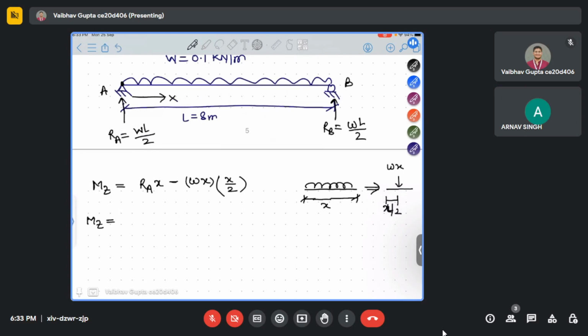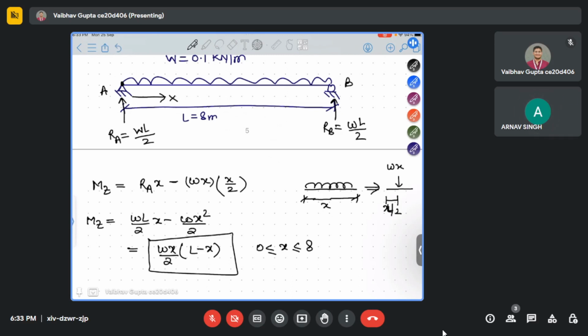So I'll put the value of RA as WL by 2, times x, minus Wx square by 2. So it will become Wx by 2 into (L minus x). What is the range of x? 0 to L. So this is the expression of Mz.